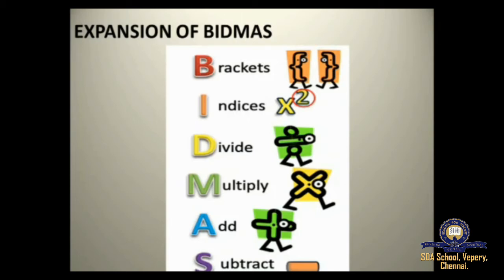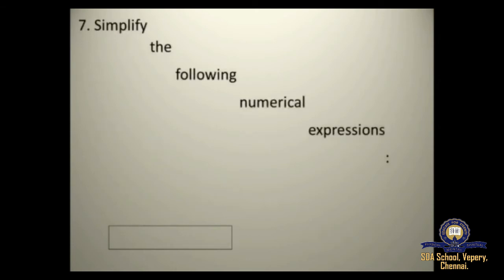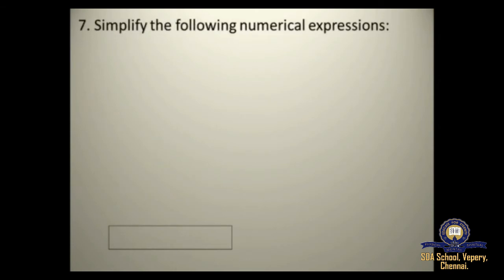What is the expansion of BIDMAS? B stands for brackets, I for indices, D for divide, M for multiply, A for add, and S for subtract. Now you are going to simplify the problems based on this order. First you will be solving the brackets, then comes the indices, and then divide, multiply, add, and at last is the subtract. Now I'll do the 7th sum from the exercise 1.3.